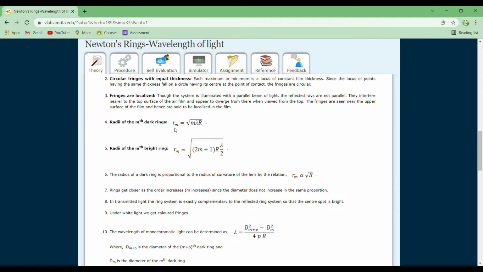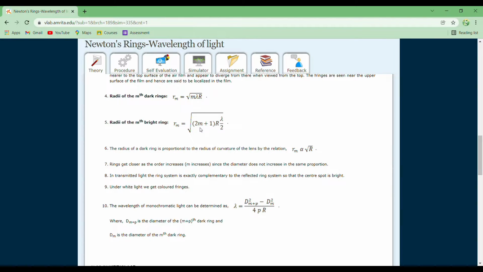From this formula we can see that the radius of the mth order dark fringe is directly proportional to the square root of the radius of curvature of the plano convex lens. So from this experiment we need to find the wavelength of sodium light. How will we find that? This is the formula we use here: lambda is equal to D_(m+p) squared minus D_m squared over 4pR. Now what is this?